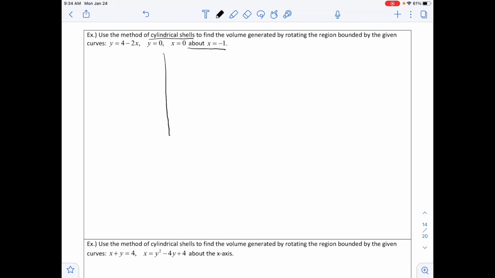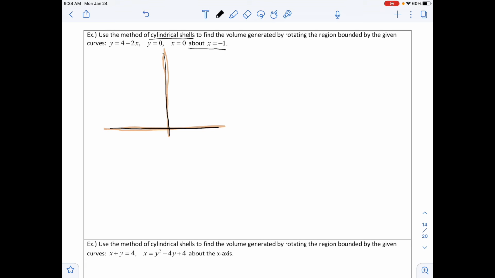So the line x equals 0 and y equals 0. And so x equals 0 would be our y-axis, and y equals 0 is going to be our x-axis. Kind of change the color there so we can see it. And then I need to graph the line y equals 4 minus 2x.